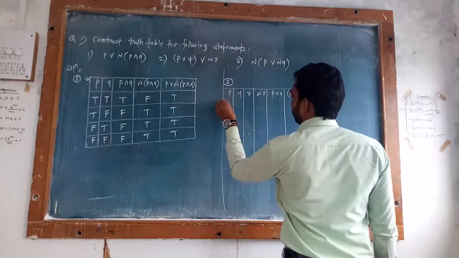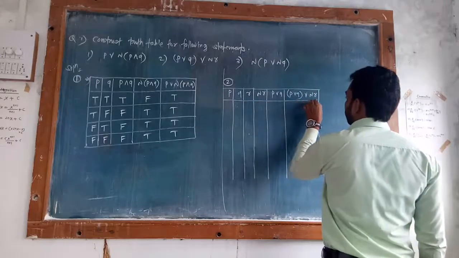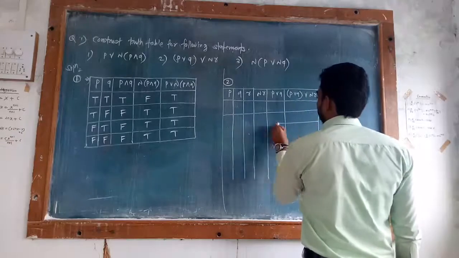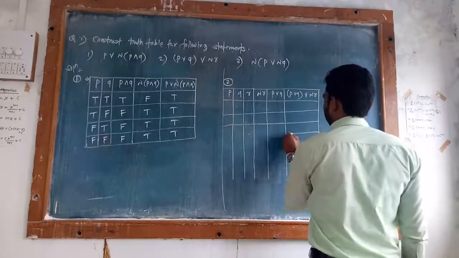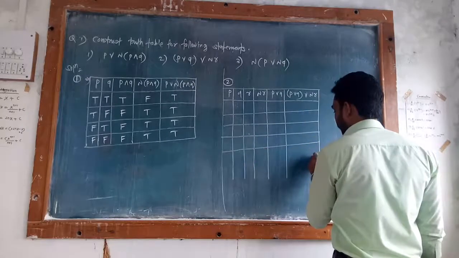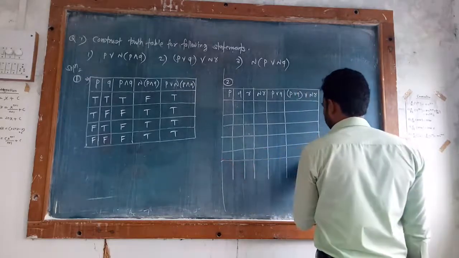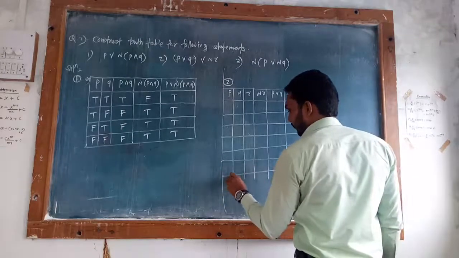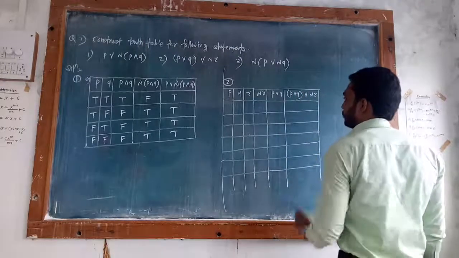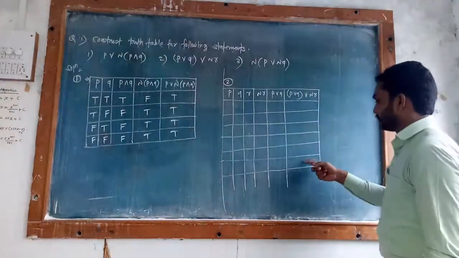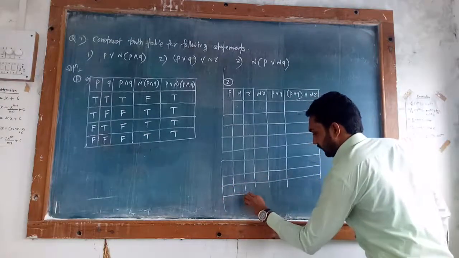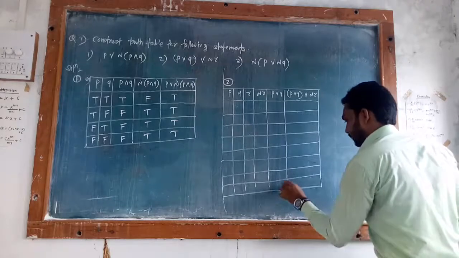This is your truth table containing 8 rows and 6 columns. It is so easy. We only have to recall the truth table for conjunction and disjunction. So this is 1, 2, 3, 4, 5, 6, again 7, and this is your last, the 8th row. There are 8 rows and 6 columns.